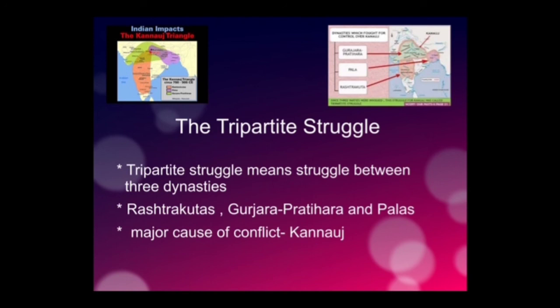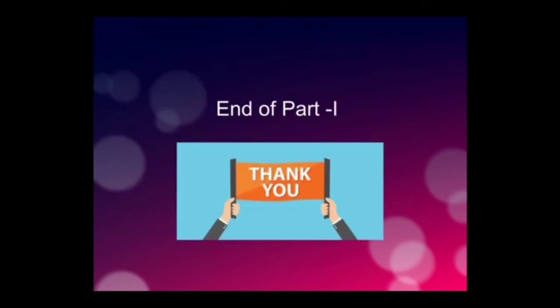In the same way, the Pratihara dynasty broke up and was overthrown by another ruler. So, this long struggle weakened all the dynasties, and the riches of Kannauj ultimately diminished all three powers. So, with this, we end part 1 of this chapter here, and we'll meet you in the second part of this.